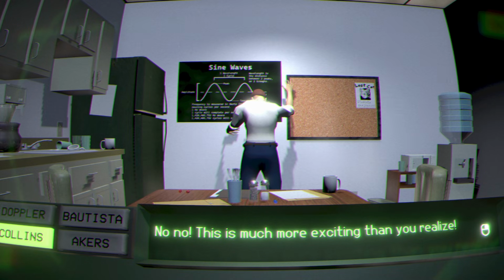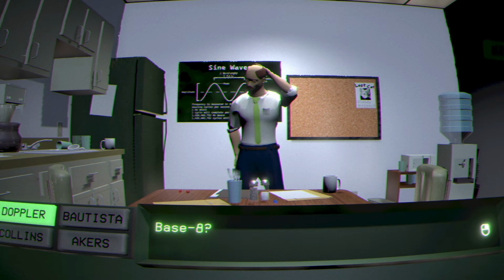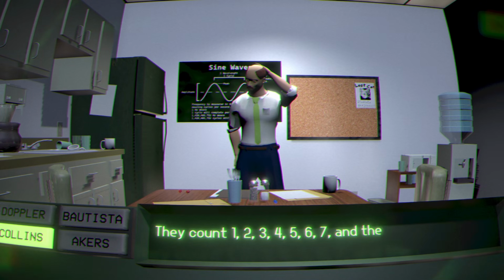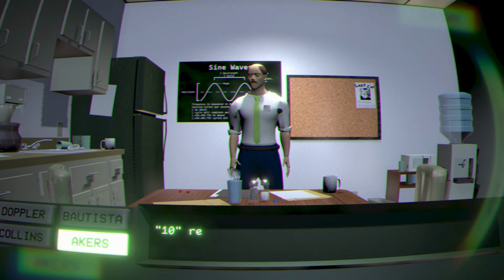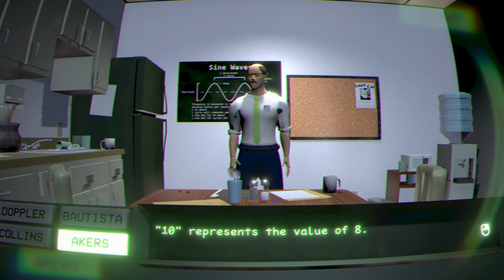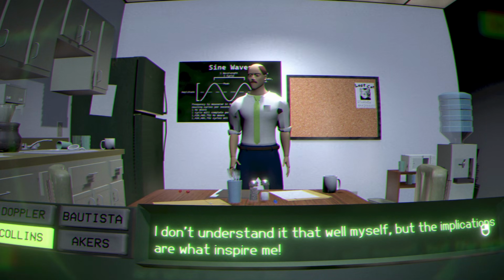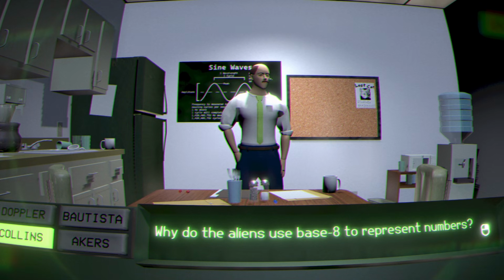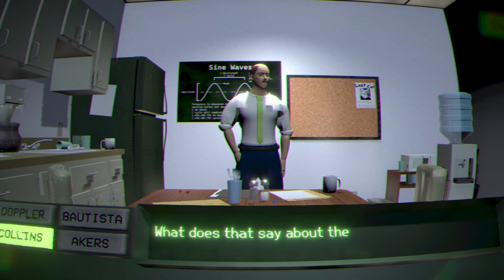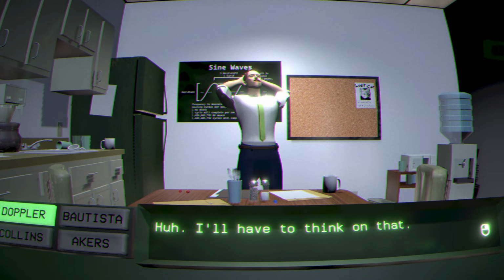No, this is much more exciting than you realize. You turn around quick. They format numbers in base 8. Base 8? They count 1, 2, 3, 4, 5, 6, number that shall not be named, and then 10. But 10 isn't really 10. 10 represents the value of 8. Annoying. I don't understand it that well myself, but the implications are what inspire me. I'm listening. Why do the aliens use base 8 to represent numbers? What does that say about their species? Huh. I'll have to think on that.